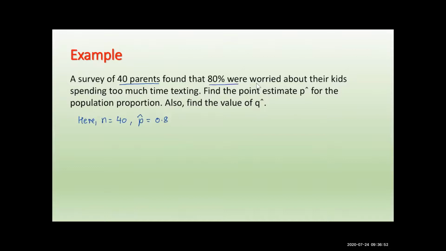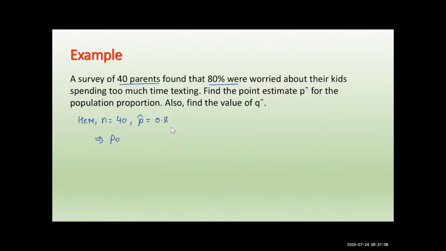That's the proportion. So this is about a sample where you have the proportion. Now what you have to do is find the point estimate P hat. So we already have the point estimate P hat. That's equal to 0.8. So let's write that.